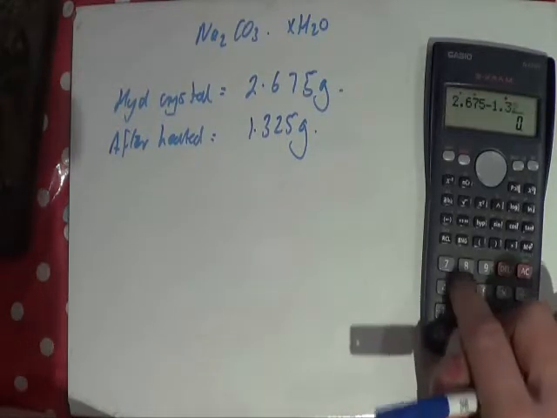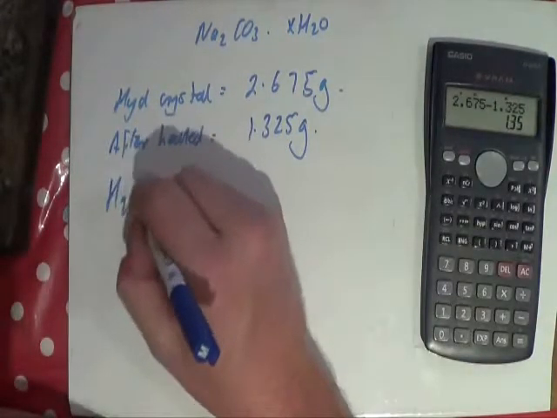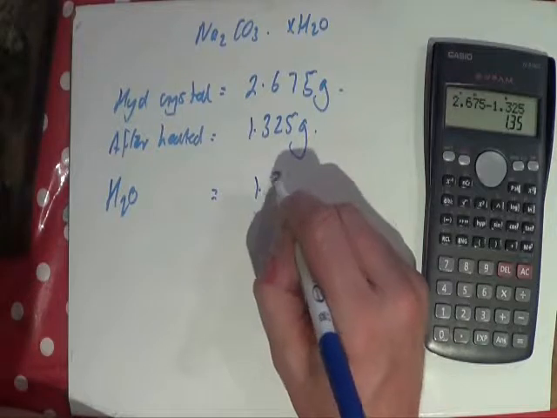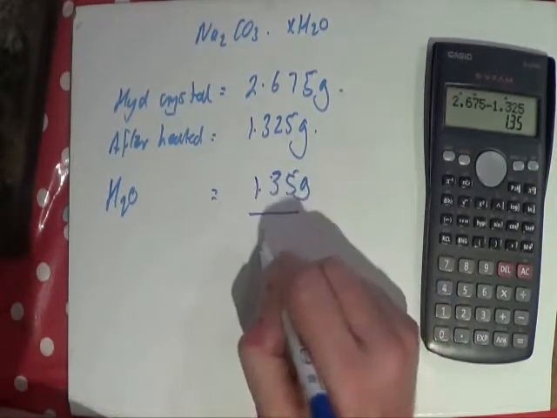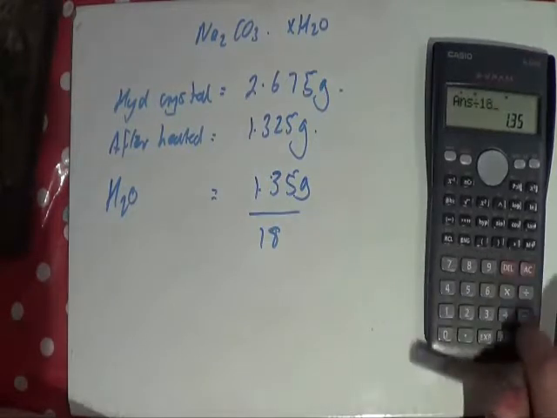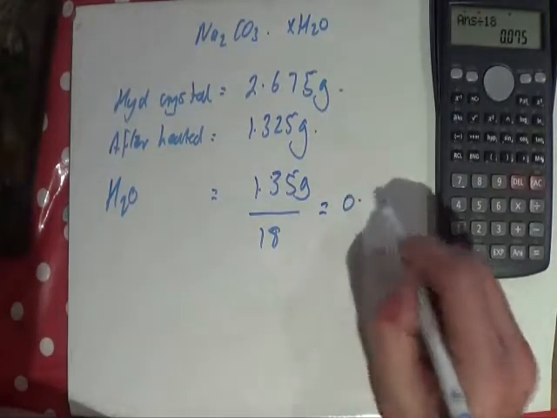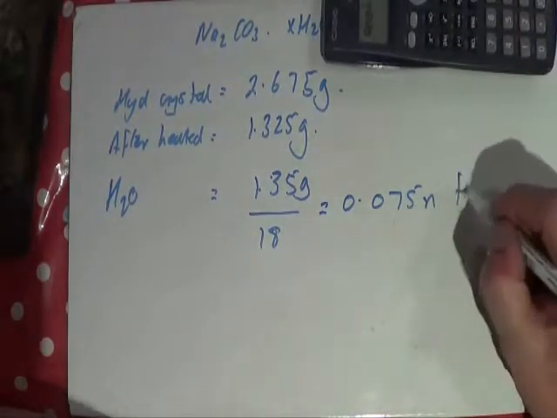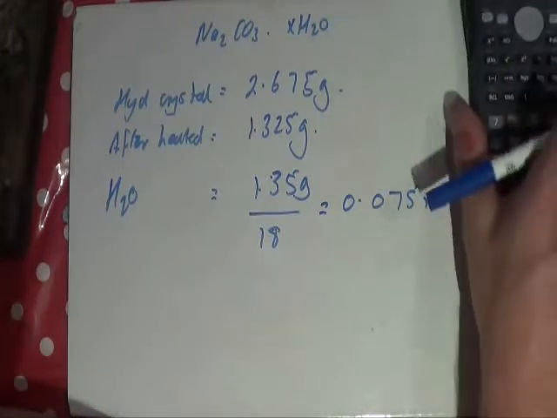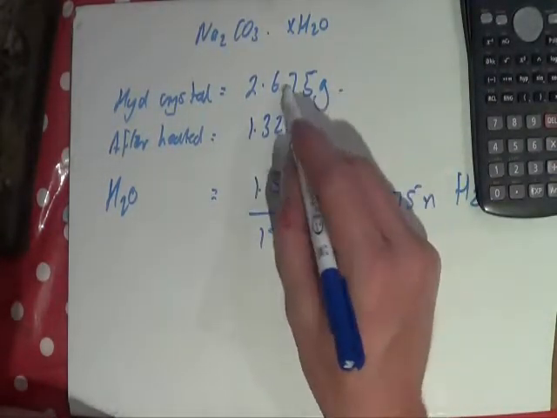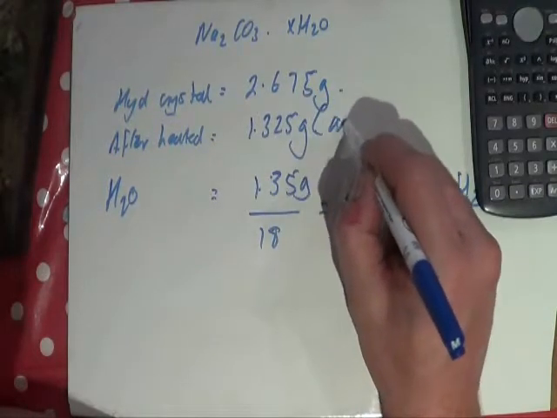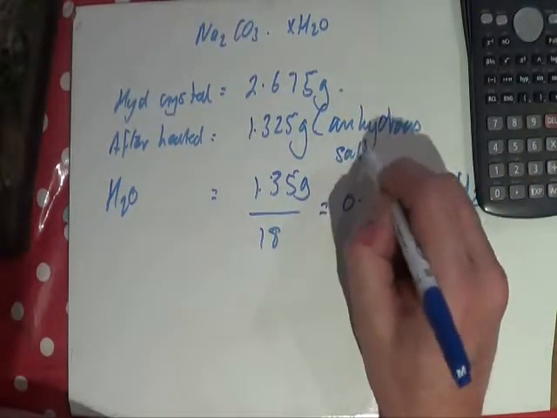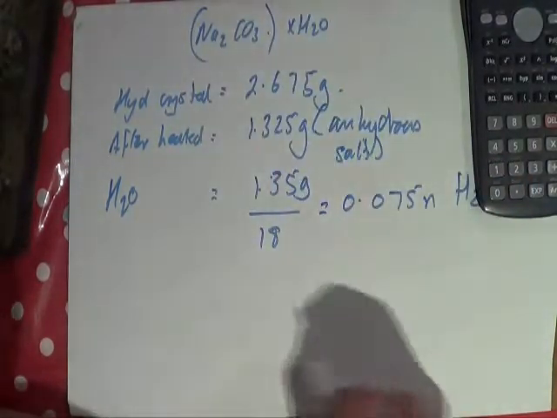So the mass of water, okay, so the water must be that minus that, because that would account for the loss of mass. So it's that number of grams. So the moles of water is that over 18. Okay, which gives me 0.075 moles of water. Alright, the anhydrous, this loss of water means that that's how much anhydrous salt I had, that being the anhydrous salt.